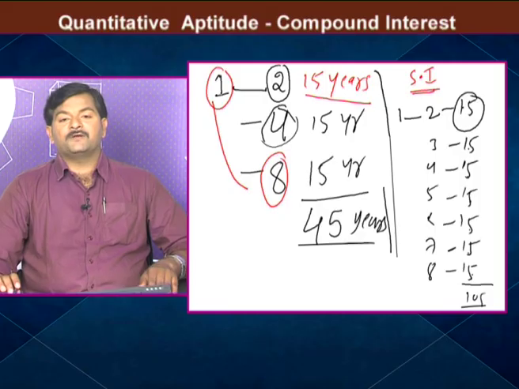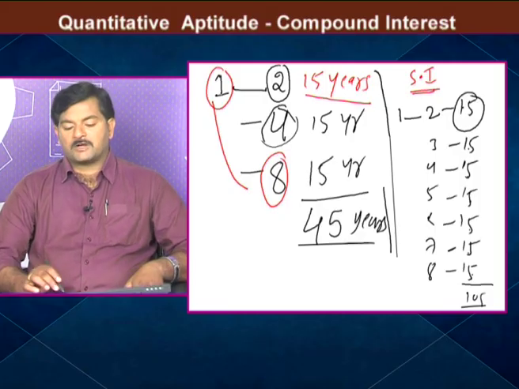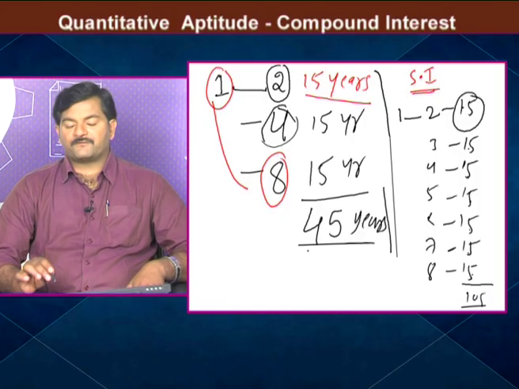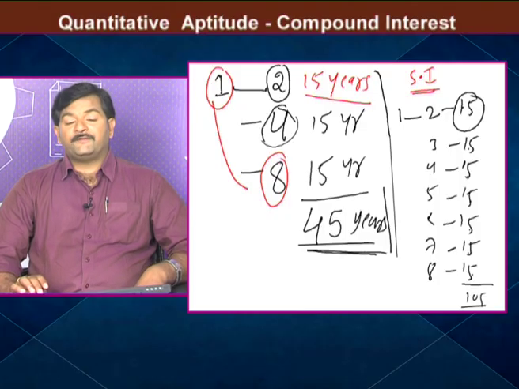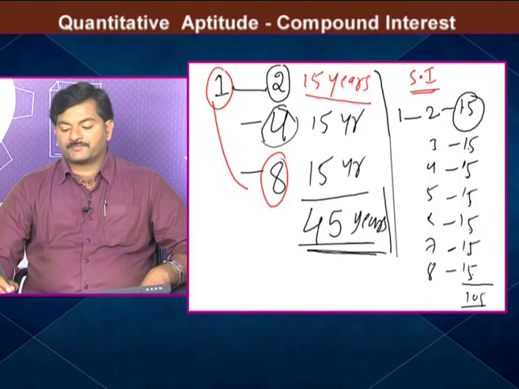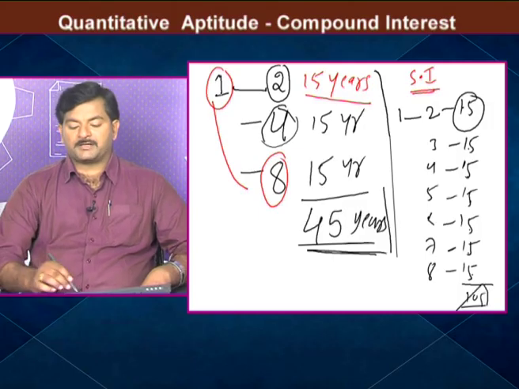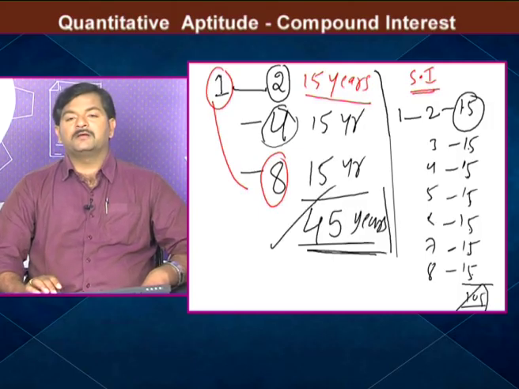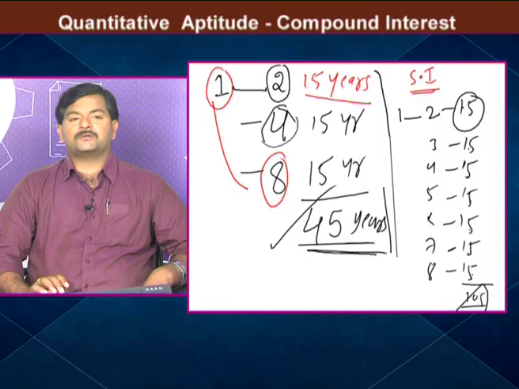If it is a case of compound interest, how many years are required? 45 years are required. If it is a case of simple interest, how many are required? 105 years required. But remember, the question asked to find only for compound interest. Hence our answer equals how many years? 45 years. I hope you understood what I am saying.